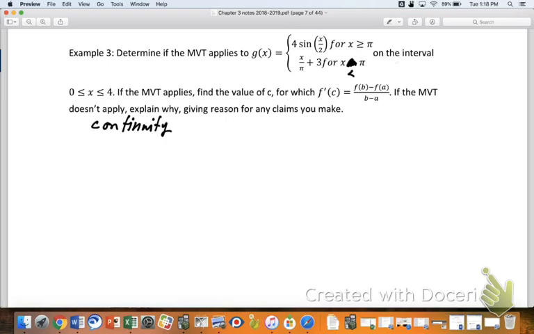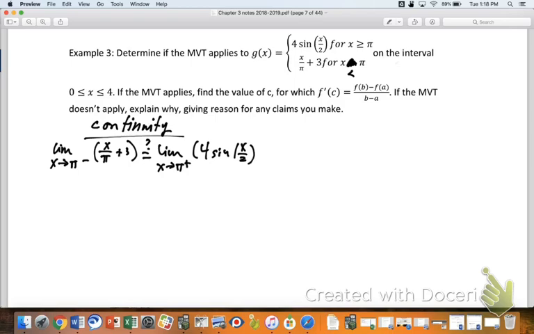So here we go. Continuity. Remember, if you're going to make any claims about continuity, what do you have to use? One-sided limits. There we go. So I'm going to write the limit as x approaches pi from the left, and that would be the x over pi plus 3, now that we've corrected the piecewise, is possibly equal to the limit as we approach pi from the right of the other piece, 4 sine of x over 2. And that's supposed to equal g of pi.